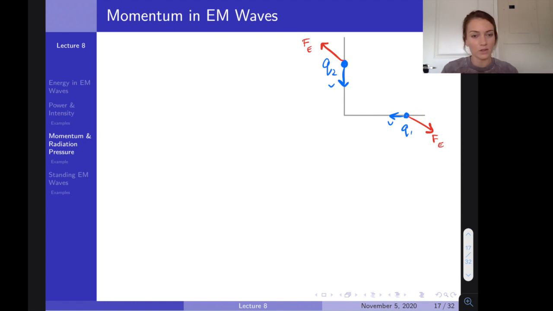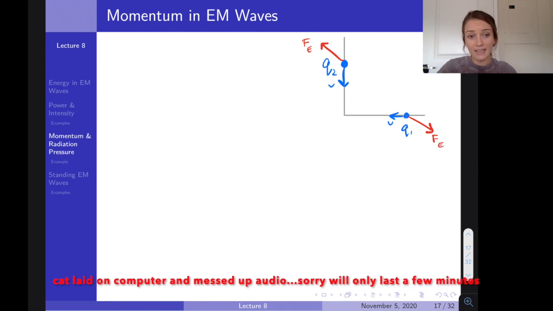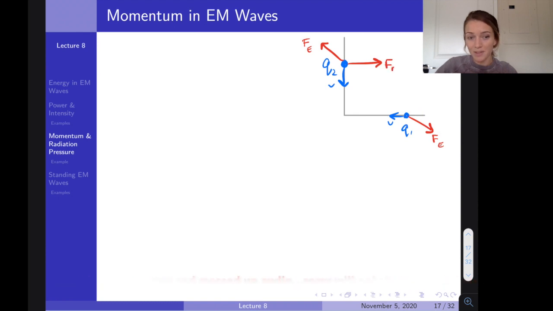Remember, Lorentz's law is qv cross B. So let's find the magnetic force on this particle from Q1. You can do your right-hand rule a bunch, and you'll see that the magnetic force on Q2 due to Q1 is in this direction. I won't bore you with the right-hand rule. You can do it yourself and verify.